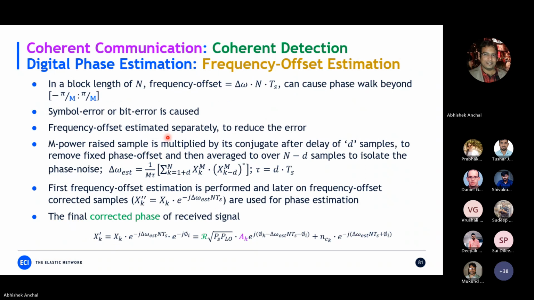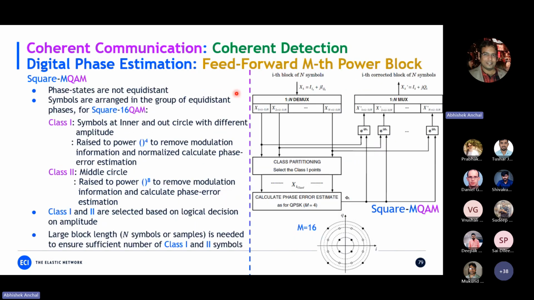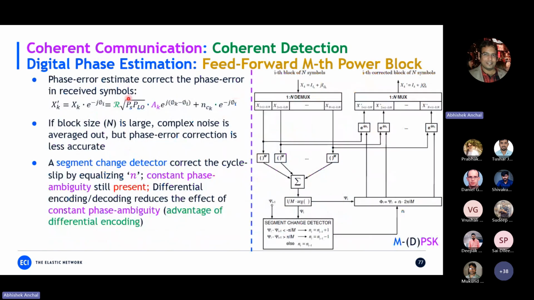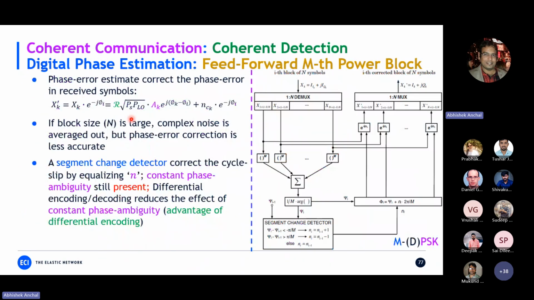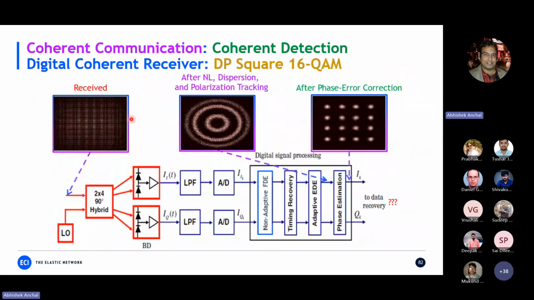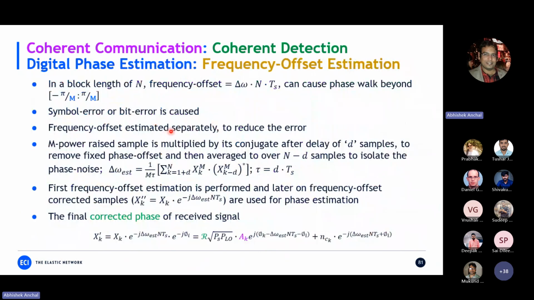So, another frequency offset estimation. The frequency offset is this one. You remember delta omega, the phase frequency difference between the channel and the local oscillator itself. Although we don't need to do it separately, because the digital phase estimation also estimates this as a combined part. If you remember, here, this phi k also contains the frequency offset. But if your signal is very noisy, sometimes we do separate phase estimation, separate frequency offset estimation.